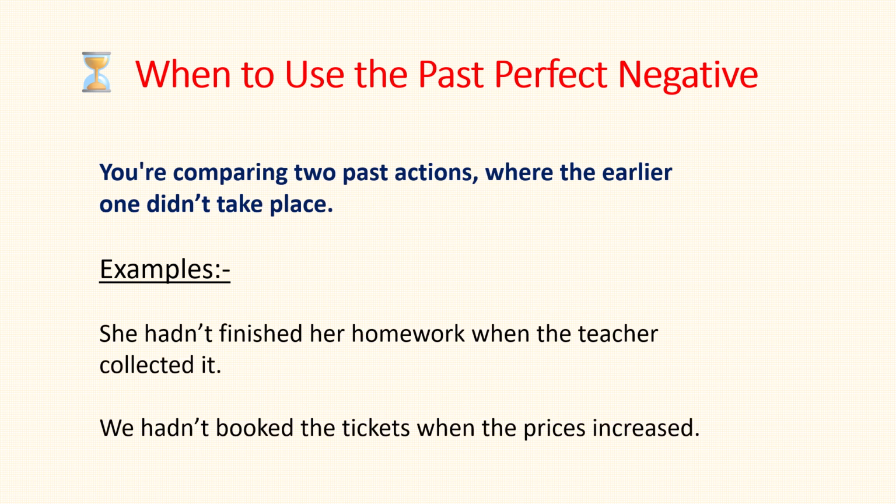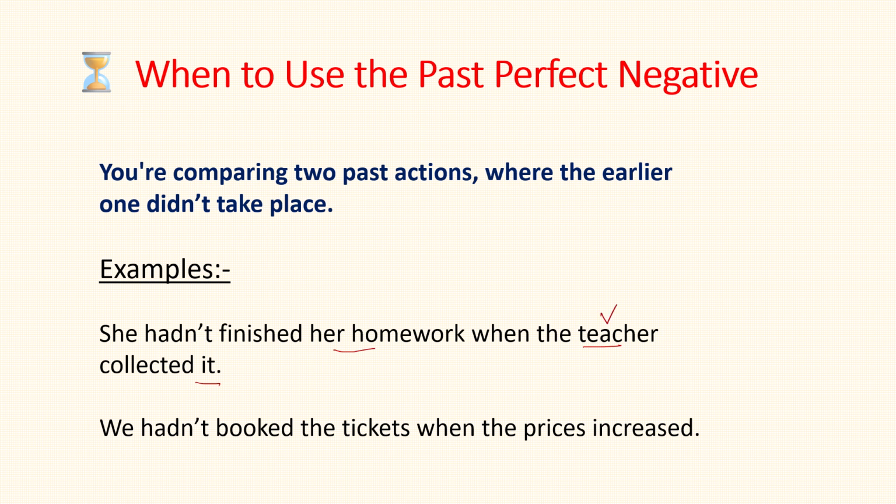We use the past perfect negative tense when we have to compare the two actions where the earlier action did not take place. For example, she had not finished her homework when the teacher collected it. It means that when the teacher was collecting the homework, the student had not completed her homework. So the action was not completed before this action took place.